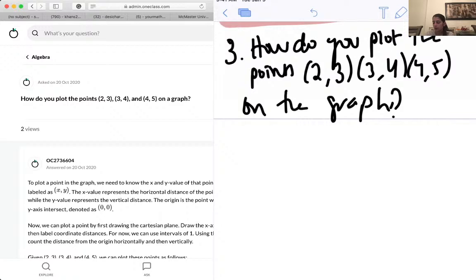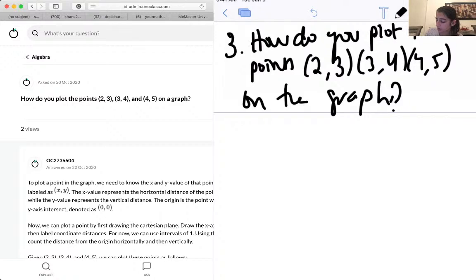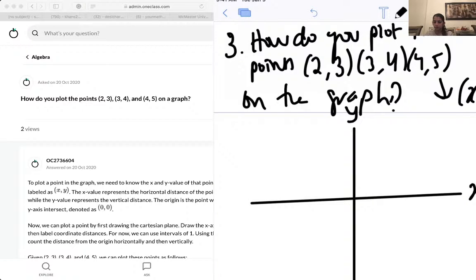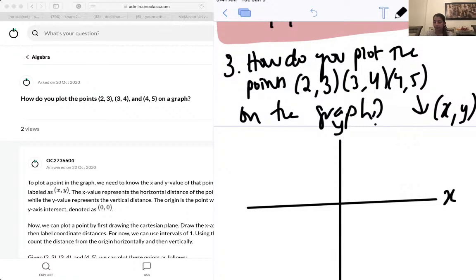Our graph looks kind of like this. This is our y-axis, this is our x-axis. Our first coordinate, the 2, is our x. Coordinates are always given in the form x, y, for those of you who don't know. So that is our y, and this is our x.